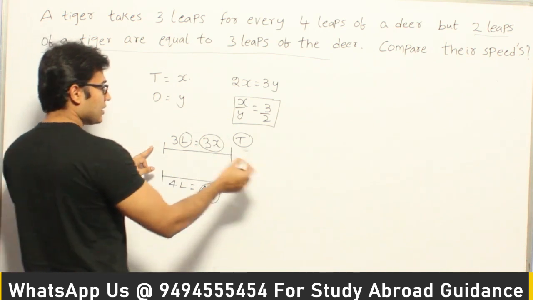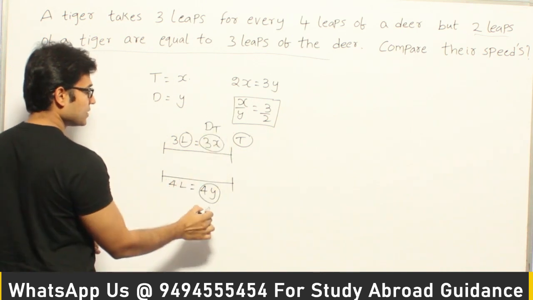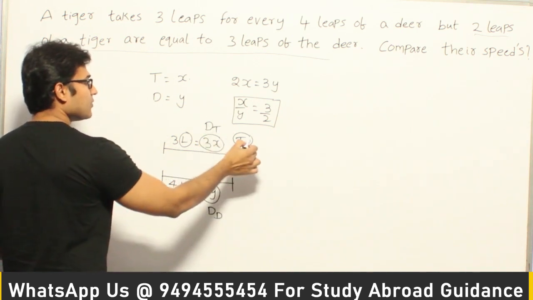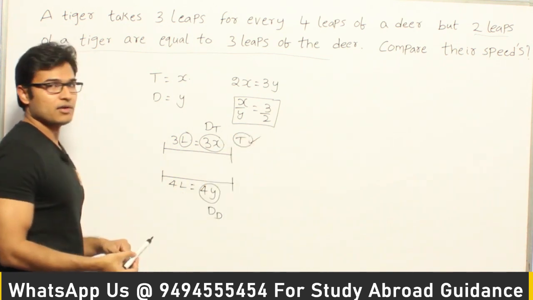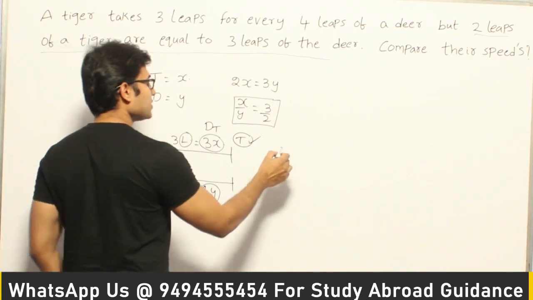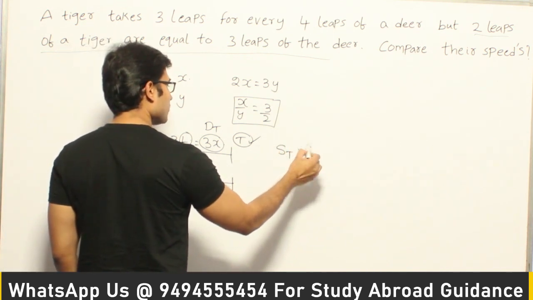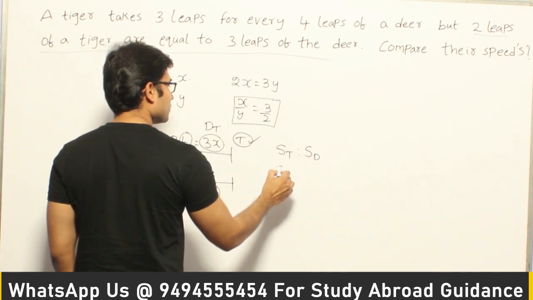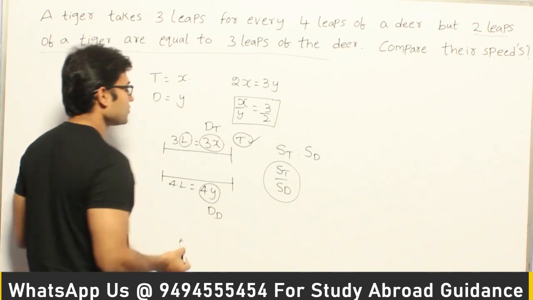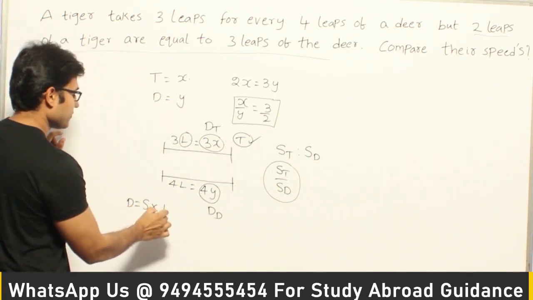If we assume that this is the distance covered by the tiger, let us write dt, and this is the distance covered by the deer, let us write dd, in a given time, right? Now we have to find the ratio of their speeds. Compare their speeds means ratio of their speeds. So what is the speed of the tiger to the speed of the deer, right? So st by sd. Now how can you find it? Observe this, we know the formula d equal to speed into time.